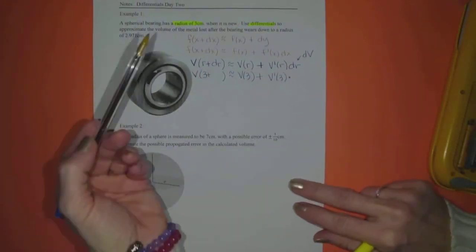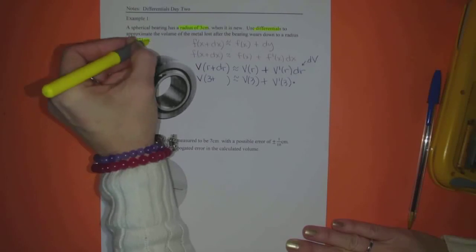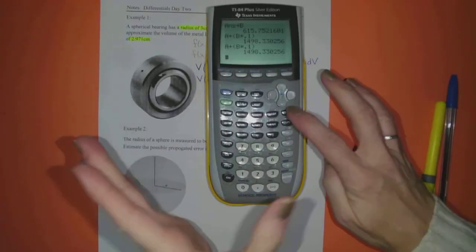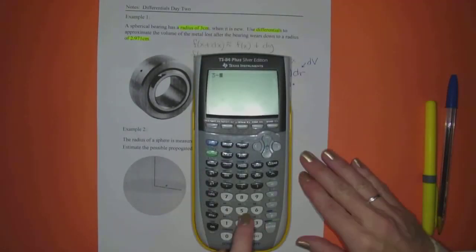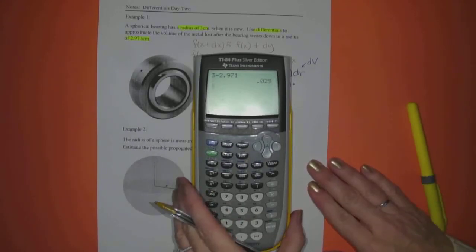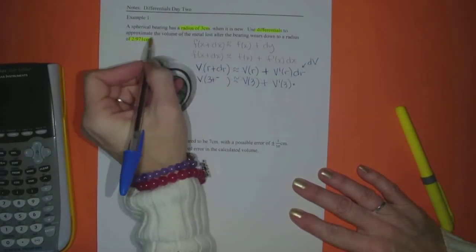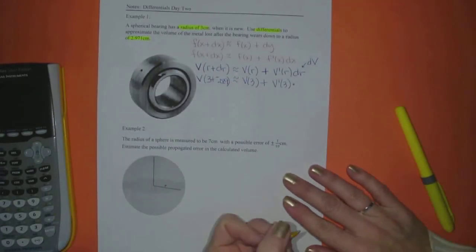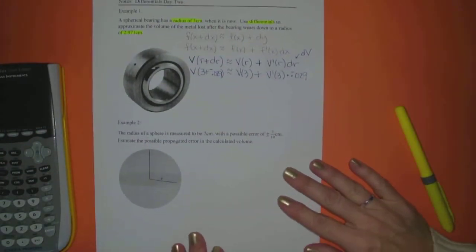So what's dr? Well, change in radius. If we wore down to this radius, then the change in radius is going to be, and you could do this in your head too, 3 minus 2.971, which is 0.029. So my change in radius went down. Now I'm going to make that negative because it decreased by 0.029. So back here I'm going to multiply by negative 0.029 as my dr.